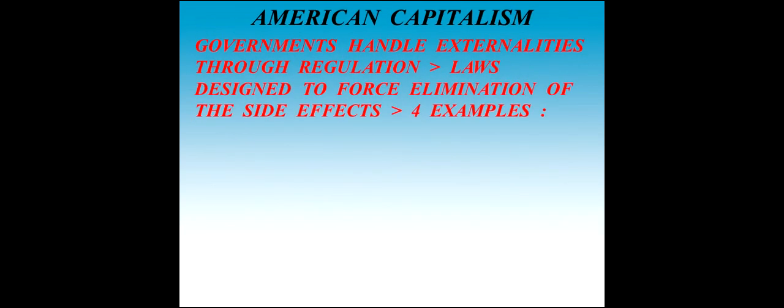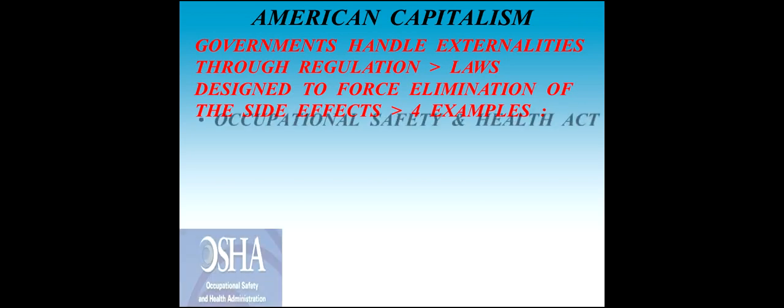Since I started with the option of the government stepping in to try to solve negative externalities, let me start with that first and give you some insight as to how they may go about trying to do that. Governments handle externalities, as I mentioned a moment ago, through regulation, and sometimes laws coupled with the regulation as well. When they put these laws and this regulation in place, it's designed to force the elimination of the side effects. Now let me give you 4 examples of how the government has done that in the past.